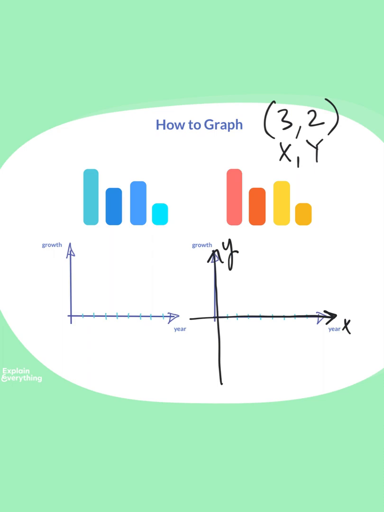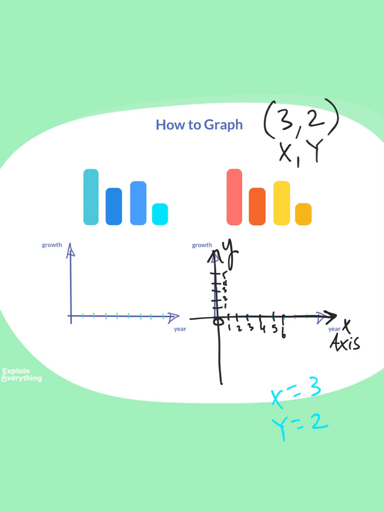Now let's go ahead and graph this. 0 here. So you have 0, 1, 2, 3, 4, 5, 6. You label your x axis, and then label your y. That's 0, 1, 2, 3, 4, 5. So then you say that your x equals 3 and your y equals 2.